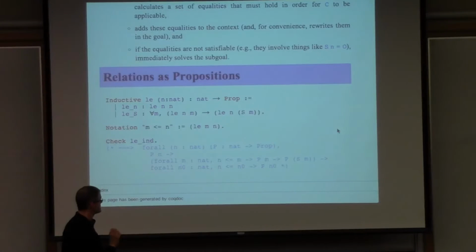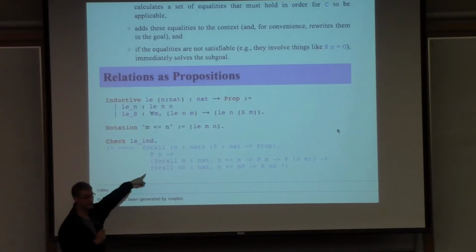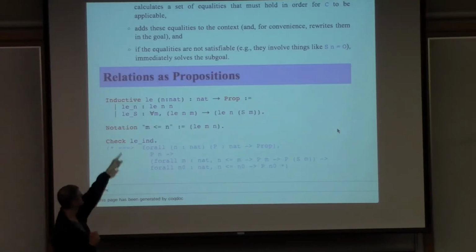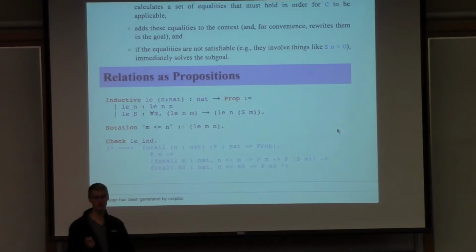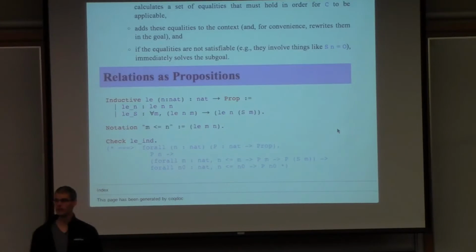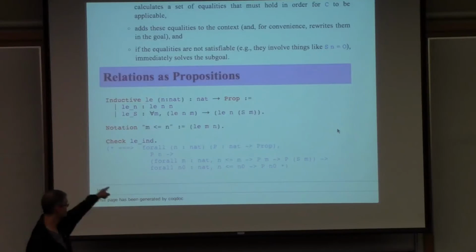And the reason for that is simply to get a nice-looking induction principle. So something that you may want to try is changing that uniform parameter into a non-uniform one. You still get a perfectly usable induction principle, but it's a little more confusing to look at. This one is, to my mind, the natural induction principle for less than.